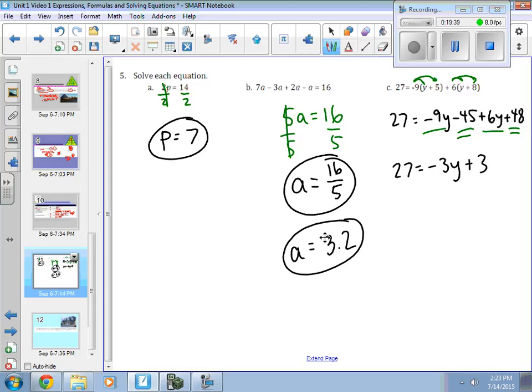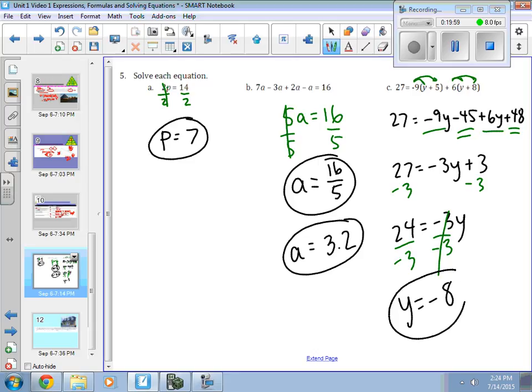Now work on getting the variable by itself. We could do the opposite, minus 3 from both sides. Finally, we need to divide. Now be careful here. Divide by -3 to get it to equal 1, or cancel out. And it looks like in this case that y equals -8. If you had that, that was the correct answer.